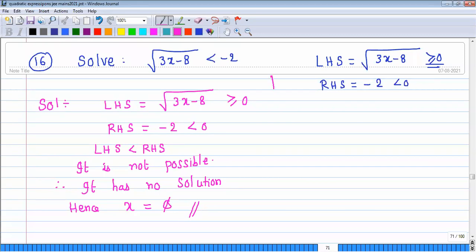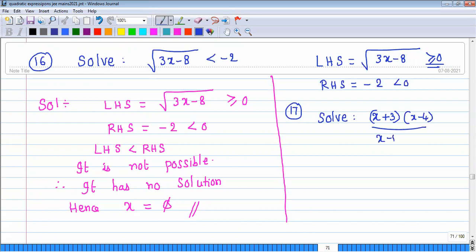Okay, one more question. I will give it. Try to solve this question now. Solve (x plus 3)(x minus 4) upon (x minus 1)(x minus 2) less than or equal to 0.